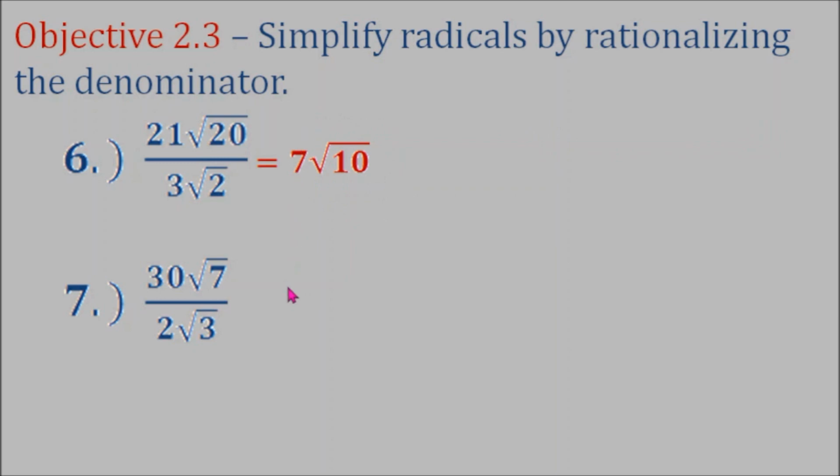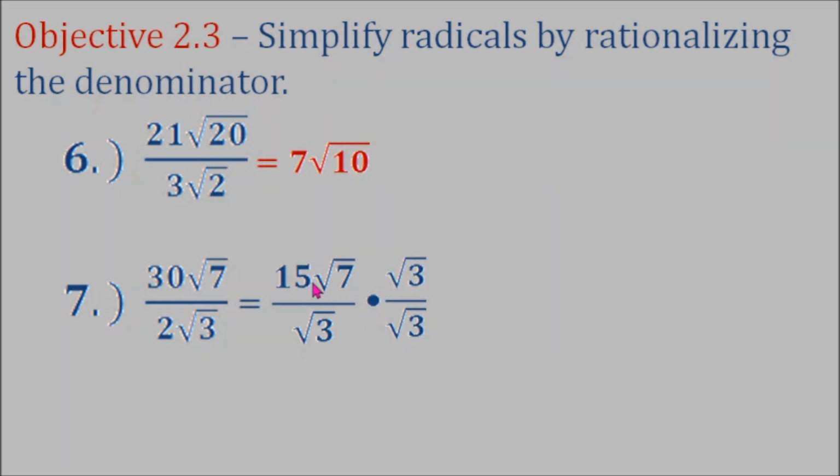Example number 7, 30 square root of 7 divided by 2 square root of 3. So we can divide 30 and 2, that's 15. So that's 15 square root of 7 over square root of 3. But we cannot divide 7 and 3 because 7 is not divisible by 3. So in this case, we are going to rationalize the denominator. How? We are going to multiply both the numerator and the denominator by the square root of 3.